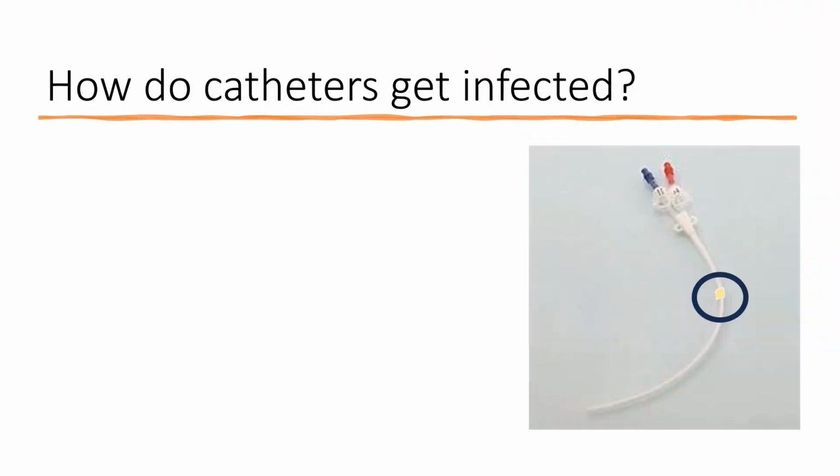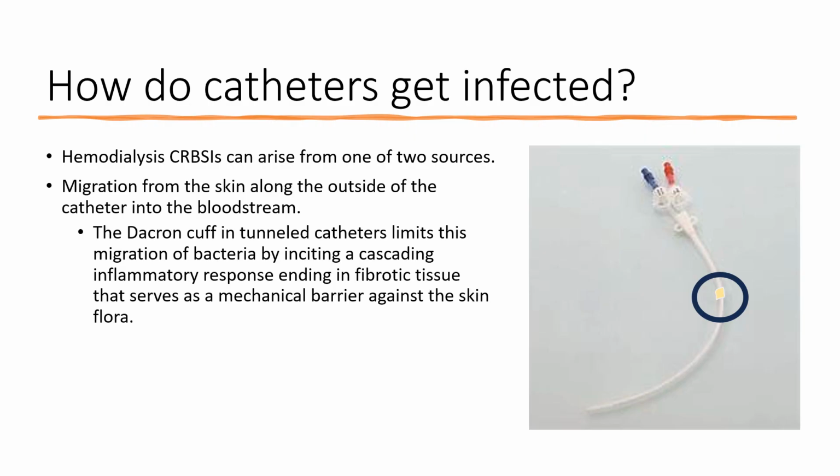So how do dialysis catheters get infected in the first place? Well, there are two potential mechanisms. First, bacteria can migrate from the skin along the outside of the catheter into the bloodstream. One of the features of a tunneled dialysis catheter that makes this less likely is something called the cuff, and I've circled it over here, and the cuff is shown in yellow.